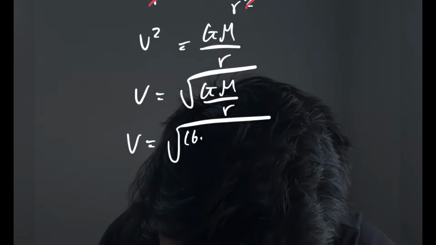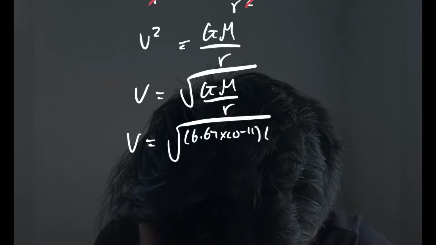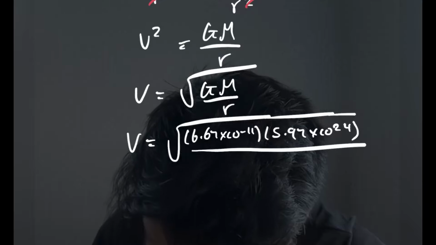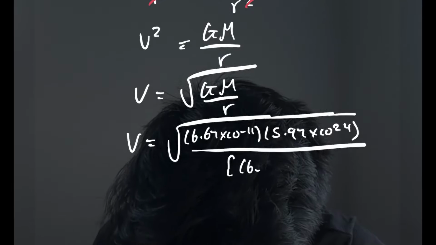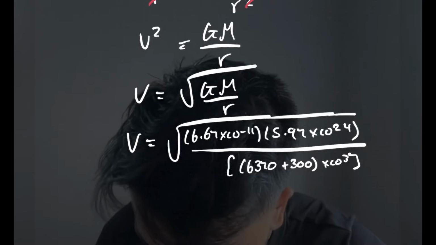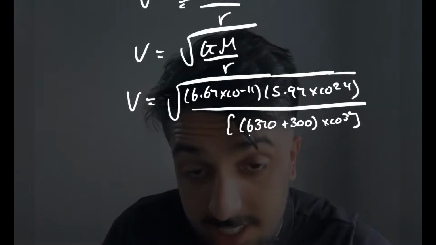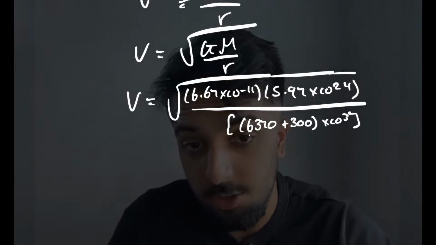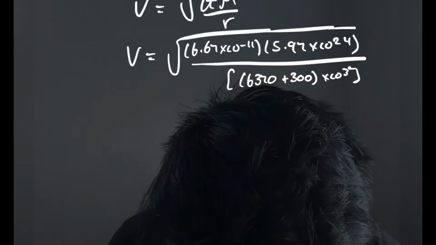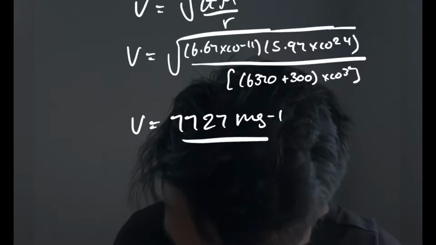So G is 6.67 times 10 to the negative 11. Our mass is the mass of the Earth. We know that's 5.97 times 10 to the 24. That's from the previous video. And we also know our radius is (6370 plus 300) times 10 to the 3, all squared. The reason for that is because 6,370 is the radius of the Earth in kilometers, plus 300 kilometers, and then obviously to put it into meters, we need a times 10 to the 3. And this gives us a velocity of 7,727 meters per second. There we go.